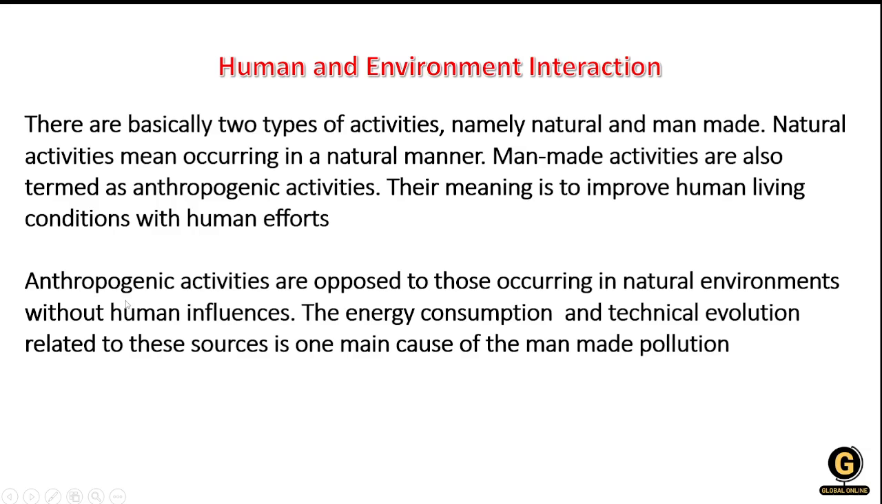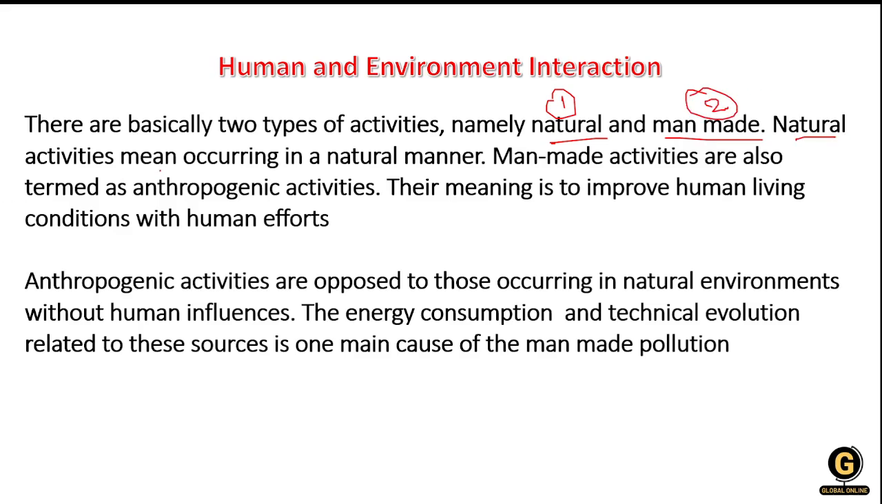Okay, next. Now we are moving towards the main important point, that is human and environment interaction. Okay, so basically there are two types of activities. How many? Two types of activities, namely natural and man-made. Okay, this one is first natural and this one is second, that is man-made.